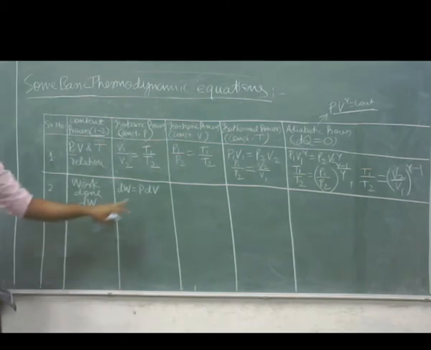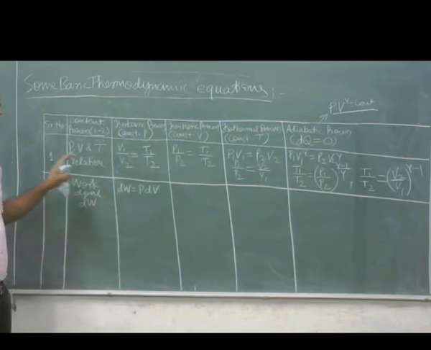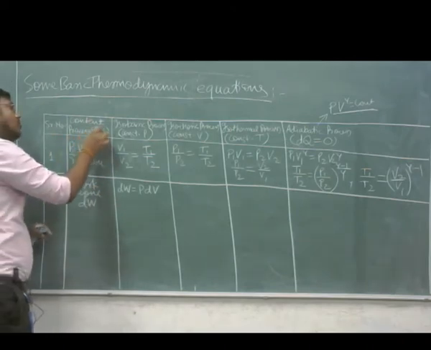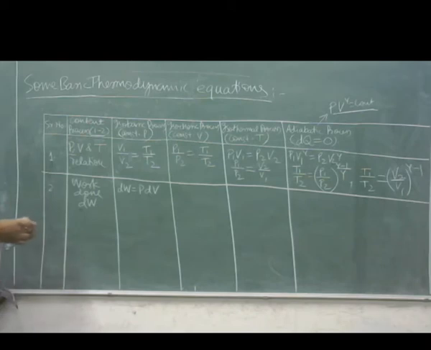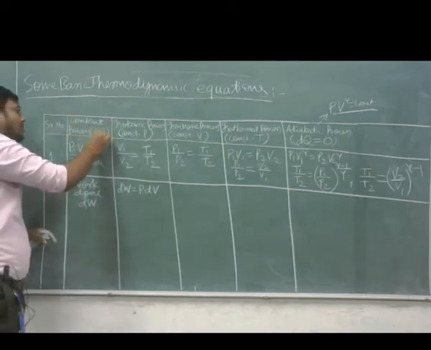Okay, pressure into change in volume. So we are talking about the process from point 1 to 2. What will be the change in volume? If we are going from point 1 to 2, the volume will change from V1 to V2. V1 is the initial volume, V2 is the final volume.